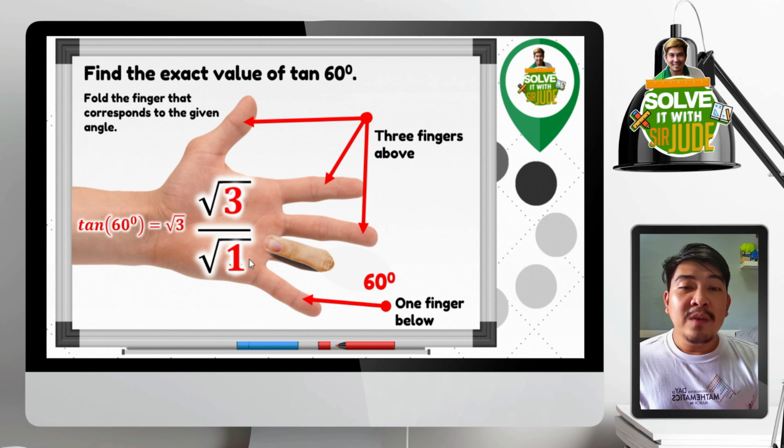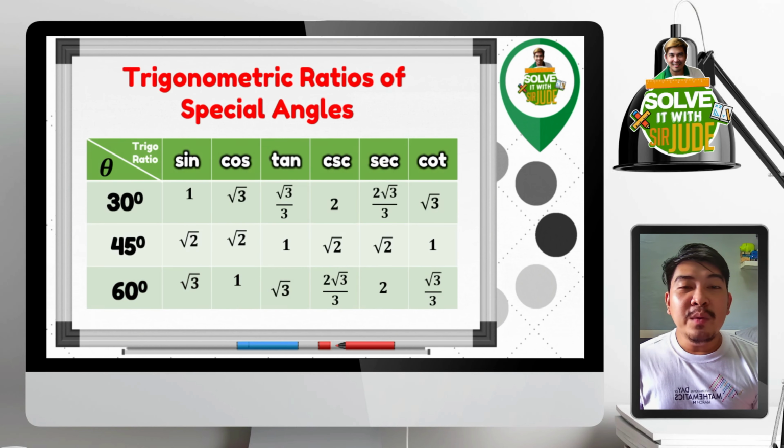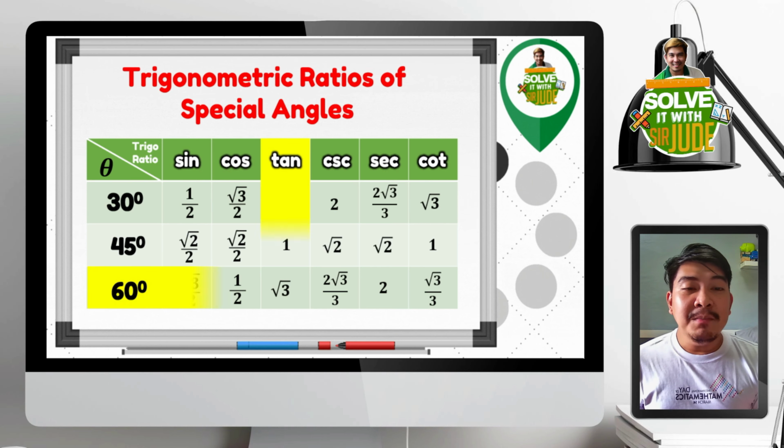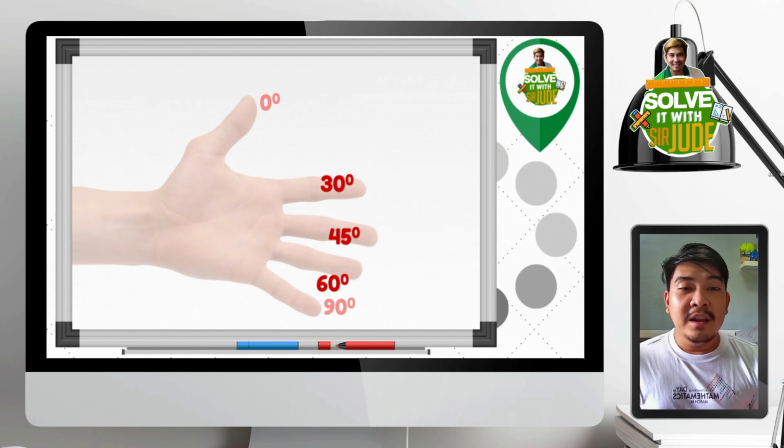So if we are going to simplify, tangent 60 degrees is just equivalent to square root of 3. And then if we are going to go back again to our table, tangent 60 degrees is equivalent to square root of 3. So our hand trick really works. So how about this one?